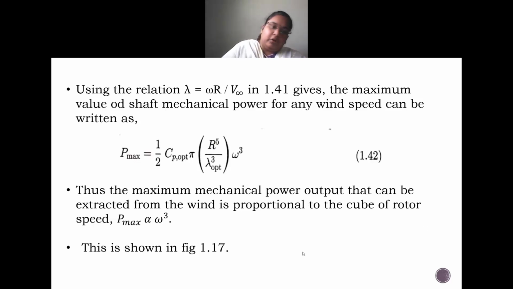proportional to the cube of its rotor speed. Just by looking at this, Pmax is proportional to omega cube. This is shown in figure 1.17.